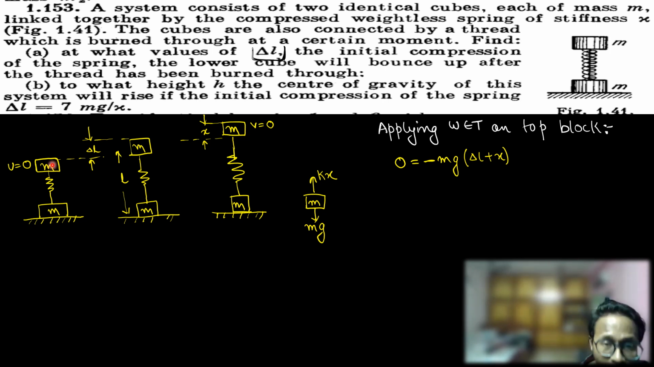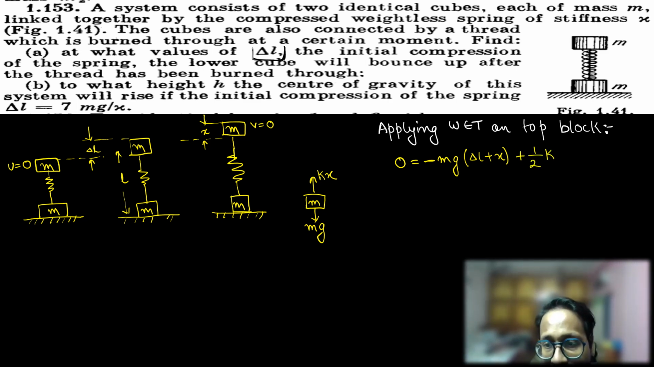And what is the work done by spring force? The work done by spring force is half kx square, but out here the spring force will do work in two parts. From this position to this position, the spring force will do positive work. Why? Because from here to here, the spring force is in upward direction, and the movement of this mass is also in upward direction. So from this position to this position, work done by spring is equal to half k into delta L square.